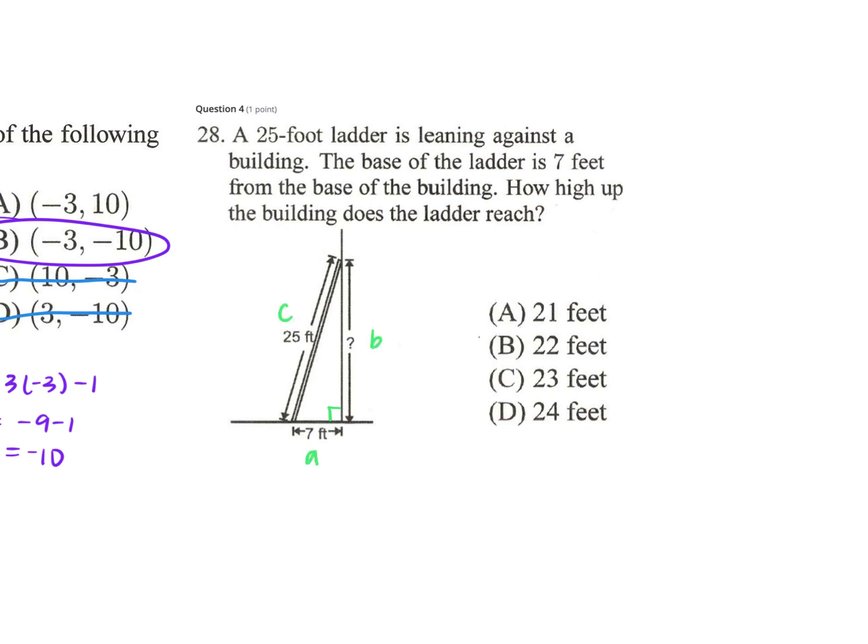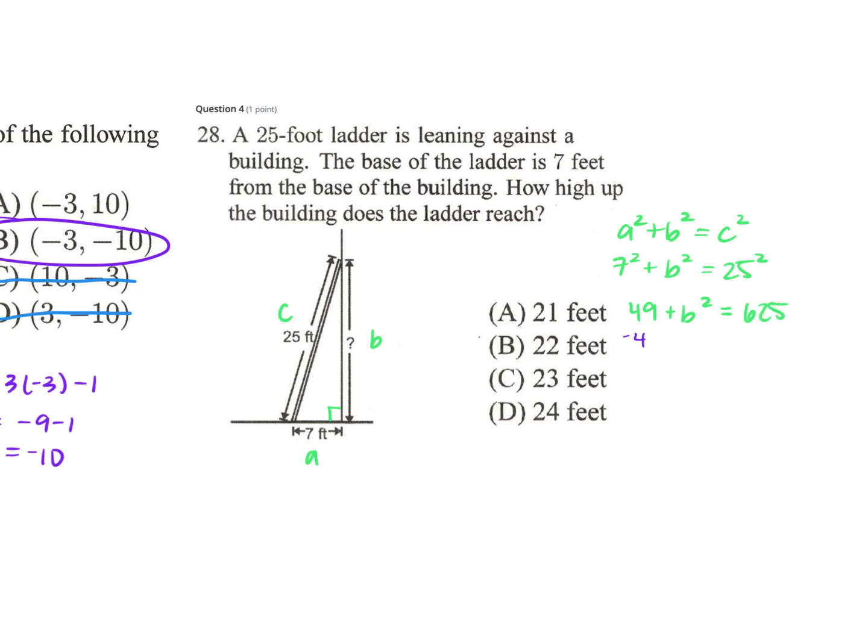A squared plus B squared equals C squared. Now we've got to be careful. C needs to be the hypotenuse, which is that angled side, the ladder. So I have 7 squared plus B squared is equal to 25 squared. And I'm going to solve for B. I've got to remember 7 squared is not 7 times 2. It's 7 times 7, which is 49. 25 squared similarly is 25 times 25, which is 625.